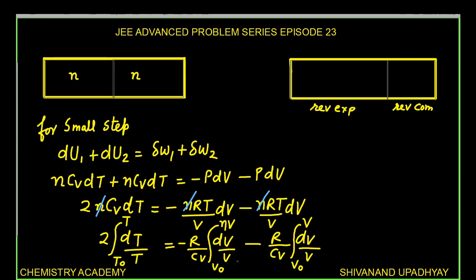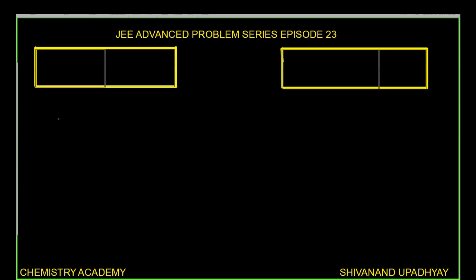So if I now simplify this, if I integrate it, on the left hand side I can write 2 times ln T upon T naught, right? So after integration I can write that the left hand side is equal to 2 times ln T upon T naught, and on the right hand side I can write minus R upon CV ln V final upon V initial. I should write eta times V upon V naught. That is a better way to write.